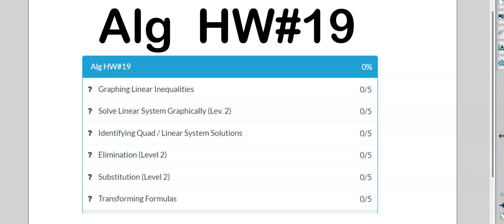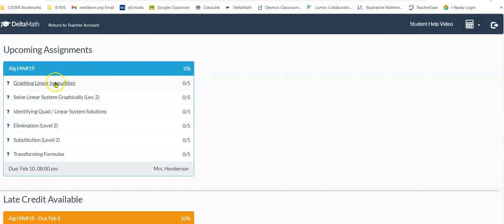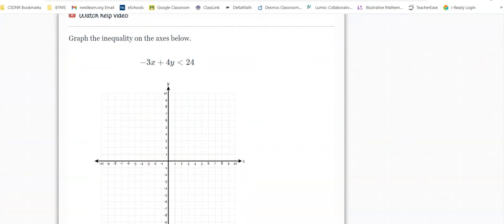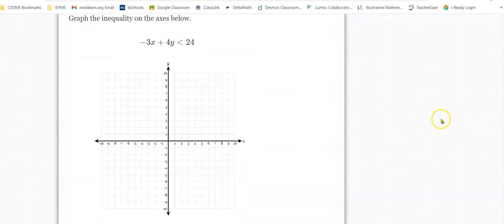Algebra homework number 19. We'll start with graphing some linear inequalities. In this question, you'll be given a linear inequality that is not written in slope-intercept form. If you manipulate this sentence, you'll be able to find the y-intercept and then the slope to graph the inequality. Afterwards, you'll be asked to determine the type of boundary line and the shading area.